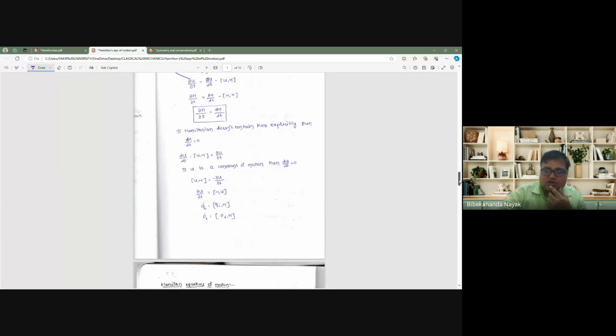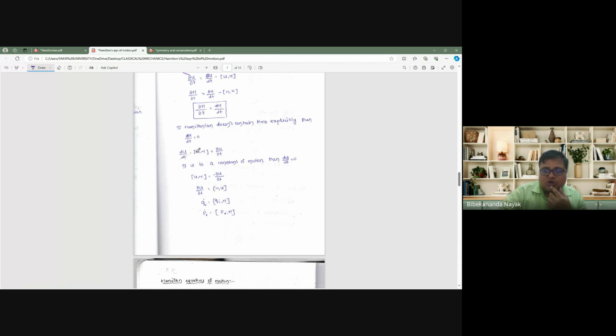If the Hamiltonian does not contain time explicitly, then dH by dt is 0. If u is a constant of motion, du by dt is equal to 0. If du by dt is 0, then this term will be 0, meaning the Poisson bracket of u and H is equal to minus del u by del t, or del u by del t is equal to the Poisson bracket of H and u. Sometimes it asks whether this is a constant of motion, so you have to calculate this Poisson bracket with H. If the Poisson bracket of u and H is 0, then u is a constant of motion, provided del u by del t is 0. From this equation, you can find q_i dot is equal to the Poisson bracket of q_i and H, and p_i dot is equal to the Poisson bracket of p_i and H.